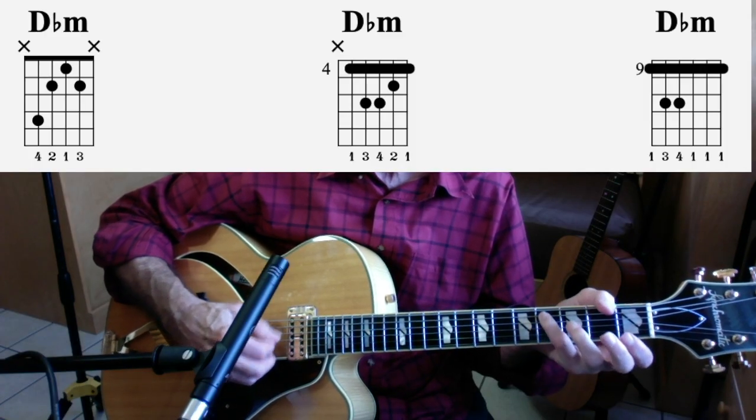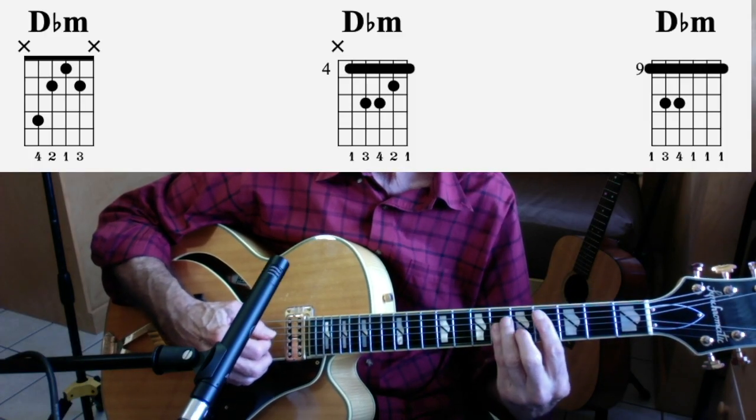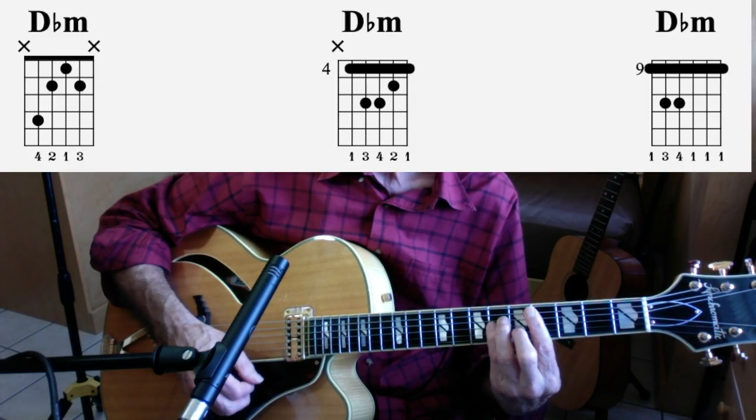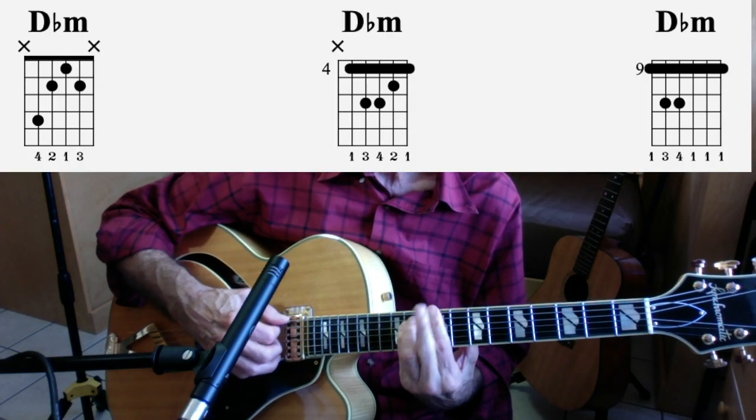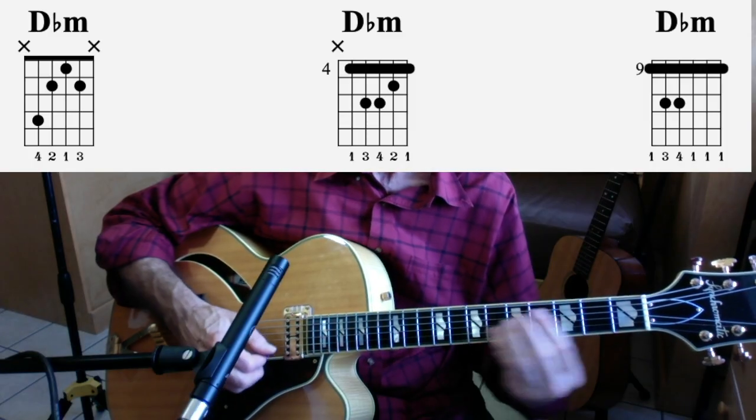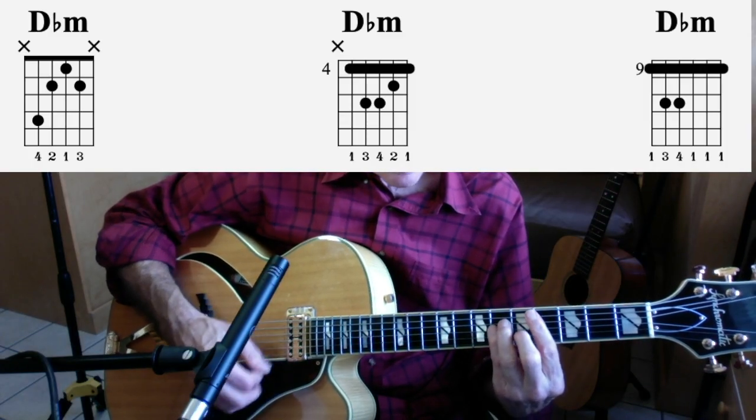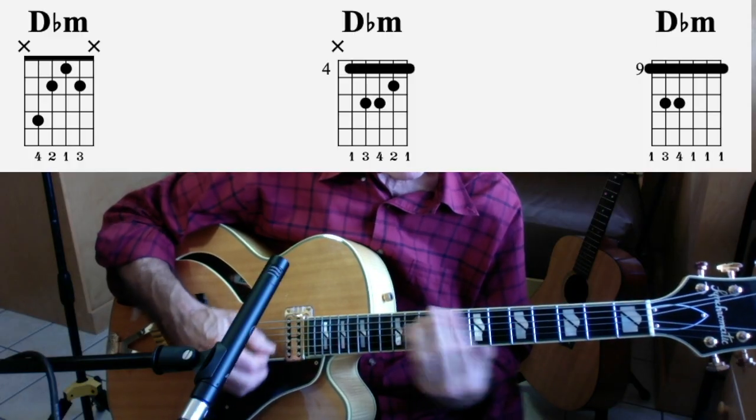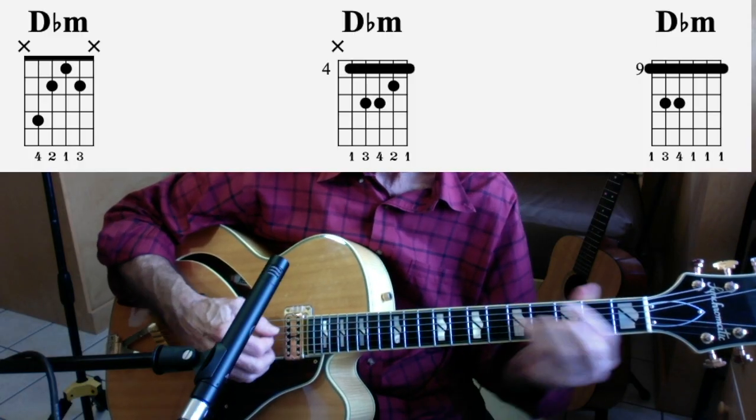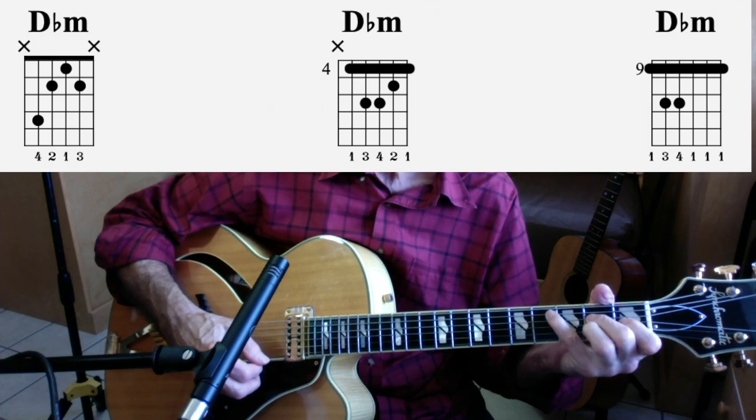And there's your root note. Put my 1st finger on the root note, and we're back to this one. D flat minor, 9th fret, D flat minor. So let's go over those again. D flat minor, D flat minor, D flat minor. That brings us to G flat.